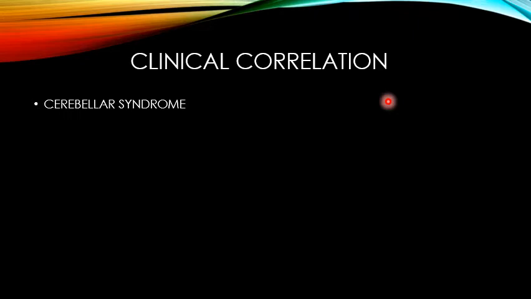Then dysarthria can be there, which is disturbance in speech. And there can be inability to do rapid alternate successive movements. For example, if you tell the person to supinate and pronate the arm one after another, the person will have problems coordinating such successive movements. So please understand that these are also the clinical correlations of the cerebellar syndrome.